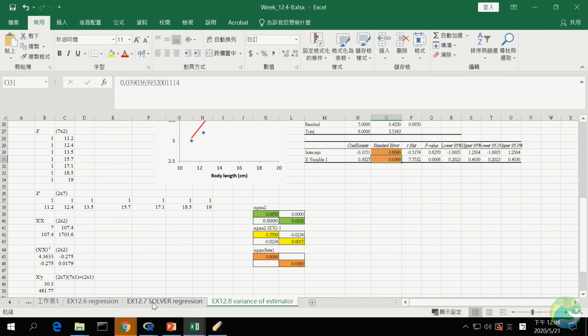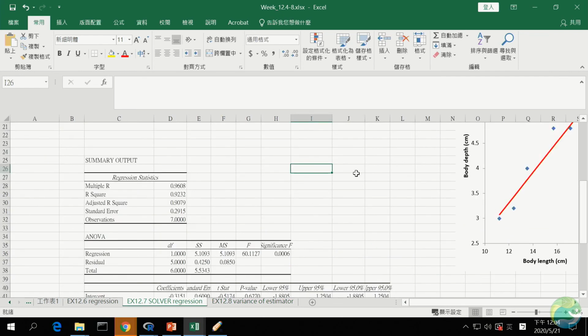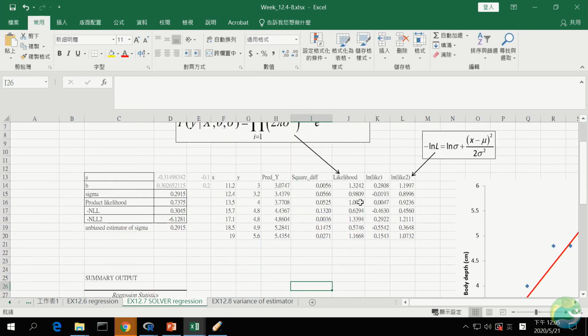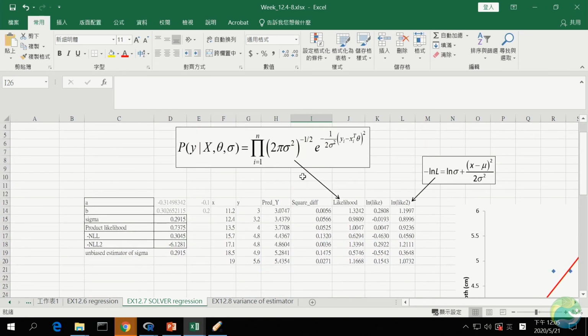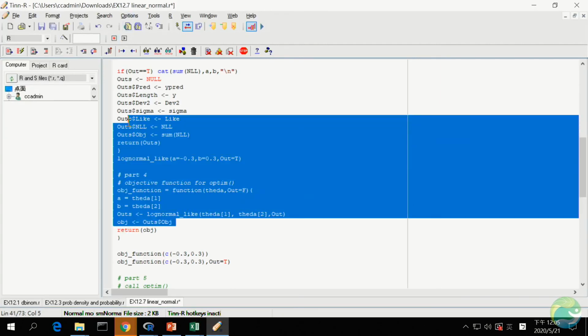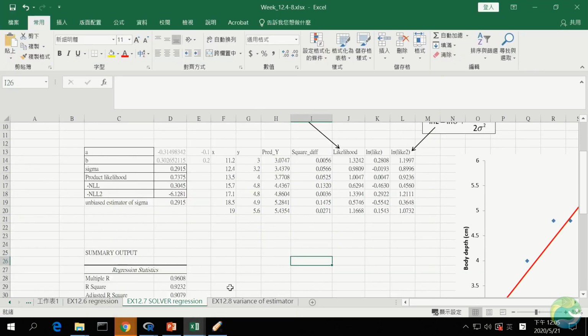Excel example 12.7. Let's do the maximum likelihood estimation in Excel. So this is the numerical optimization. In this code, I show you how to do it in R. And in here, I show you how to do it in Excel.